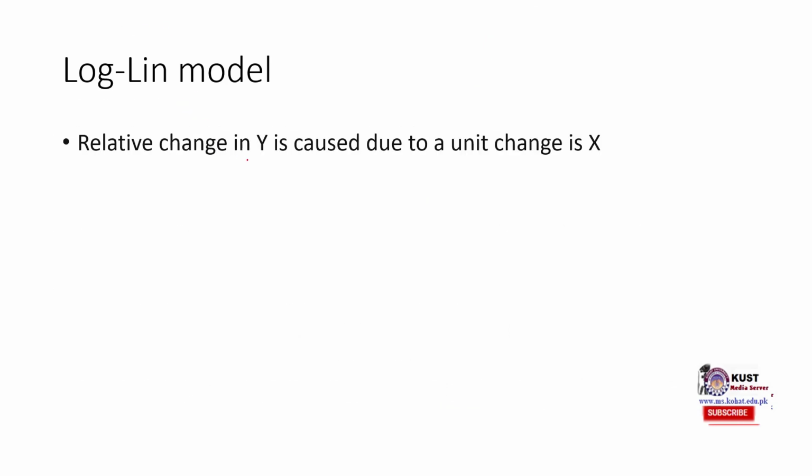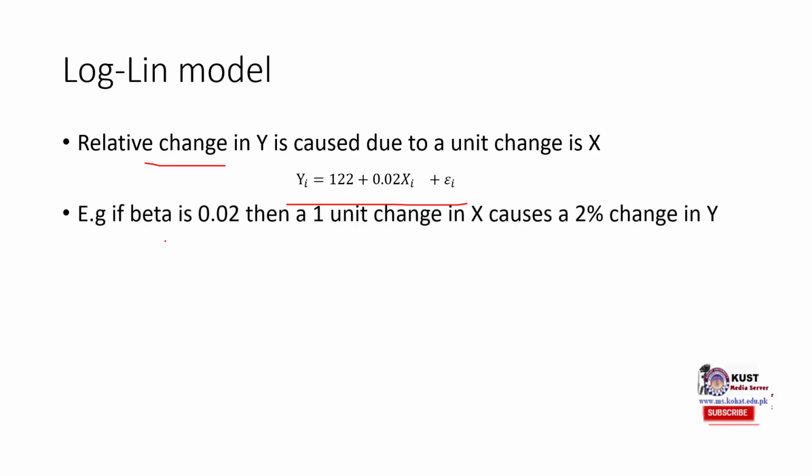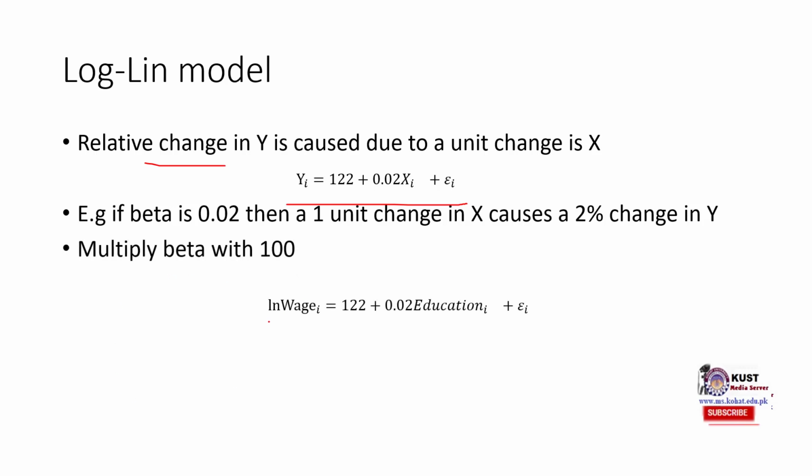So moving on to the log-lin model. This is the opposite of lin-log. This is an example of the log-lin model. So we have relative change. This is the same model. Relative change in y is caused due to, I have already explained this. We have this equation, and if the beta is 0.2, then a 1 unit change in x would cause a 20% change in y. This is what I just discussed, so we need to multiply the beta by 100.